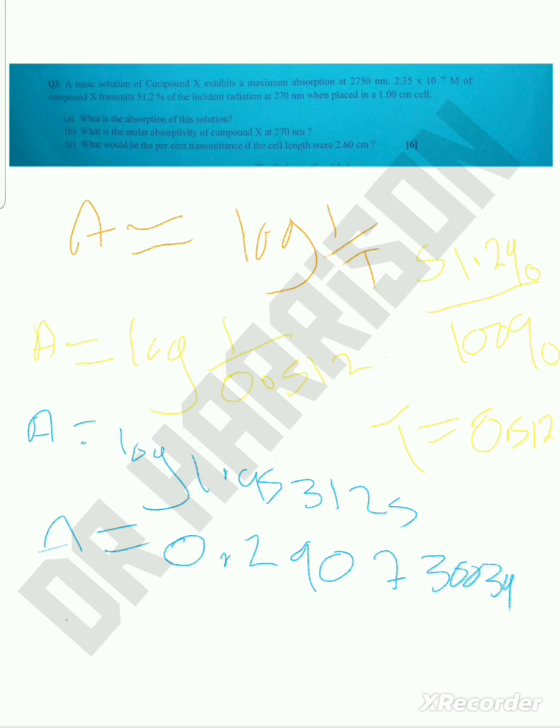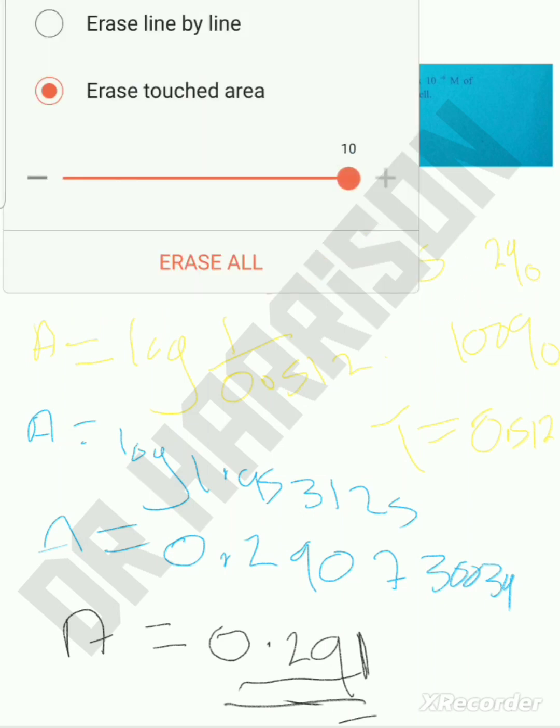Okay, so finally, for this one, we can round off the absorption to 0.291. It's a ratio, so it doesn't have units. So this is what we are going to have as our absorption. So colleagues, we have handled the first question where we are calculating absorption. Now let's go to the second question.